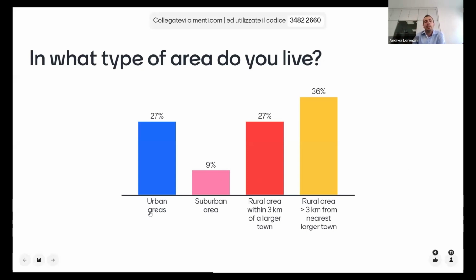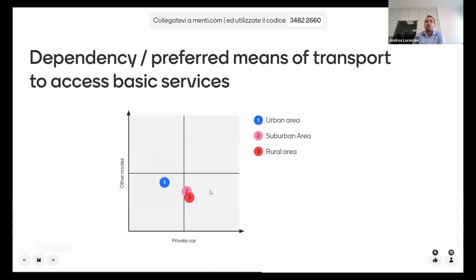I can give you an insight into what we tried to discuss. First of all, we tried to see what trends participants were observing in the different parts of the area. We can see that urban residents, suburban residents, and rural residents differ in their preferred means of transport. You can see that rural areas move more towards the bottom right part, while urban areas are closer to the top left part.